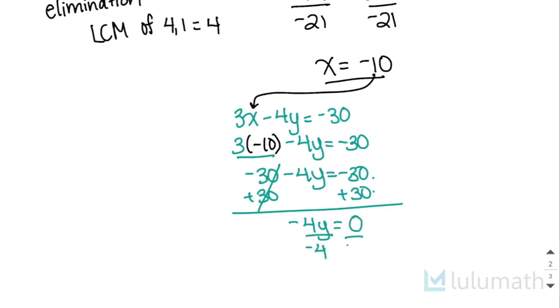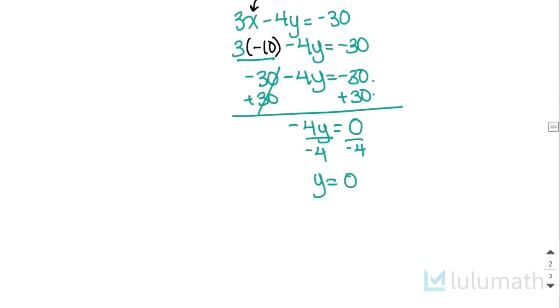Divide by -4. 0 divided by any number is always 0. So therefore, my solution is going to be -10, because that's x, followed by 0.